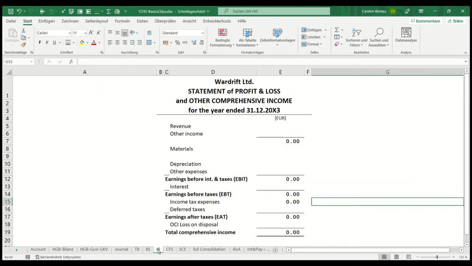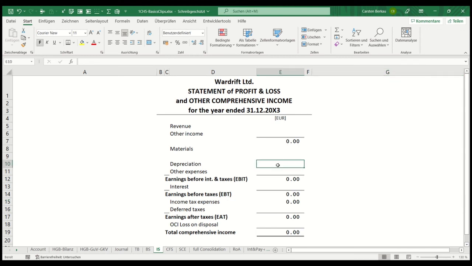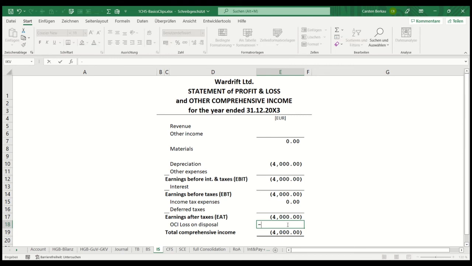Next, I prepare the income statement. I don't have any revenue, I only consider depreciation to the extent of 4,000. As we consider the loss on disposal as an extraordinary item, I enter 125 negative as a loss on disposal. If the company, for example, is a car dealer and selling cars is their normal business, we would not disclose it as other comprehensive income, but as other expenses. It would look like this one here then.